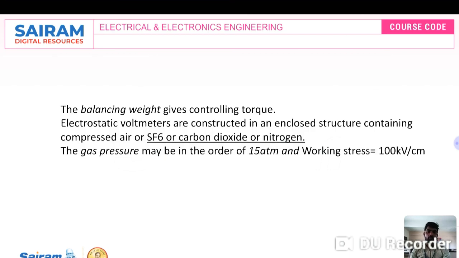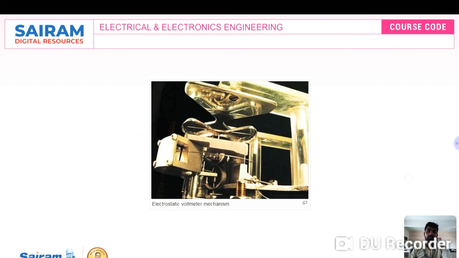So the electrostatic voltmeter is constructed as an anchor structure consisting of compressed SF6, sulfur hexafluoride, or carbon dioxide or nitrogen, which we use for the dielectric, and the gas pressure may be on the order of 15 atmospheres with a working stress of 100 kilovolts per centimeter. So this is the electrostatic voltmeter picture representation. In the next class, we'll discuss the advantages and disadvantages of this electrostatic voltmeter.